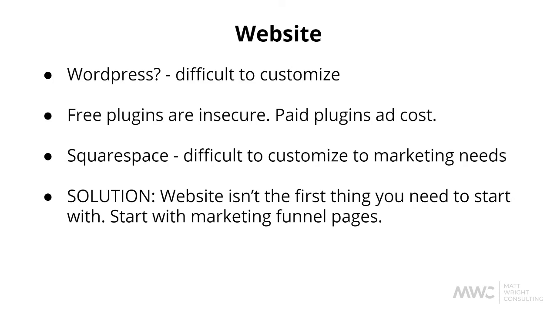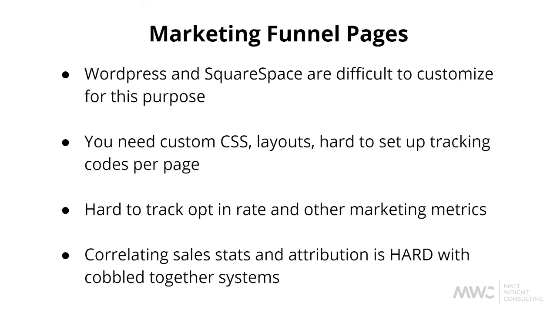So the solution is a website isn't the first thing you even need to start with, so don't worry about it. Start with marketing funnel pages. If you've already got a website, cool, leave it alone and add on the rest of these 5 functions that I'm telling you about. So specific to marketing pages is that in order to customize them, you're going to need custom CSS or custom layouts, and it's hard to set up tracking codes per page or per website, and you need to be able to track these marketing metrics in order to make decisions in your online business, right?